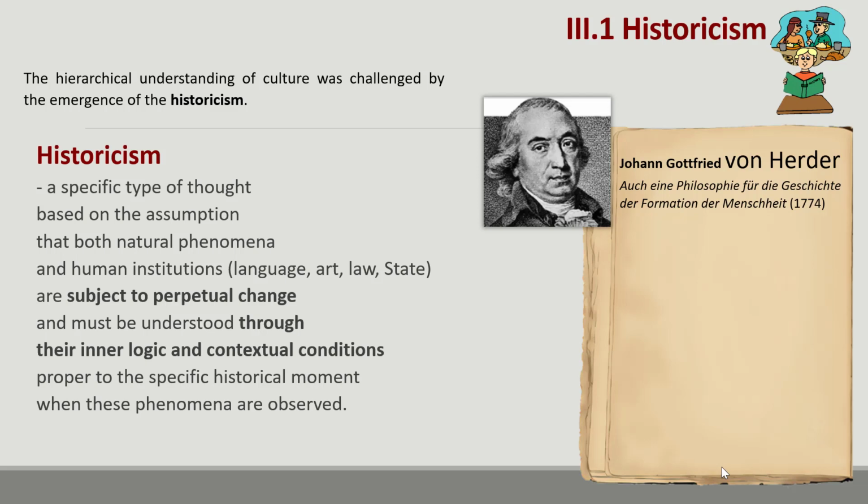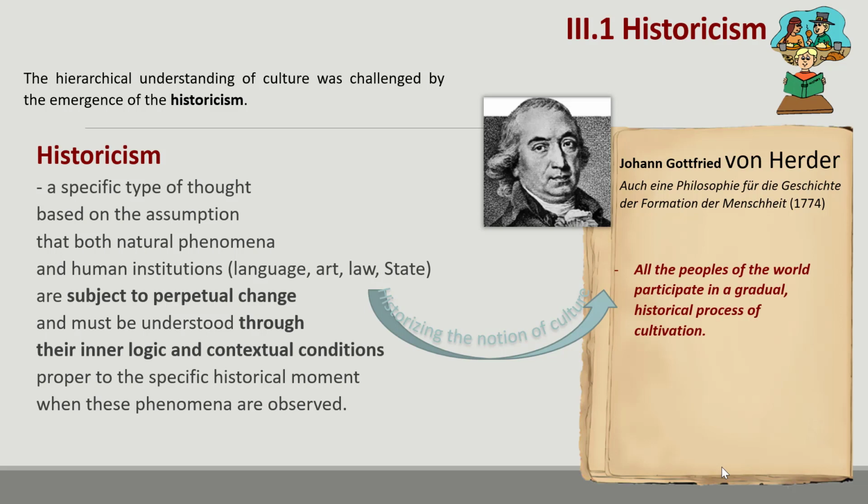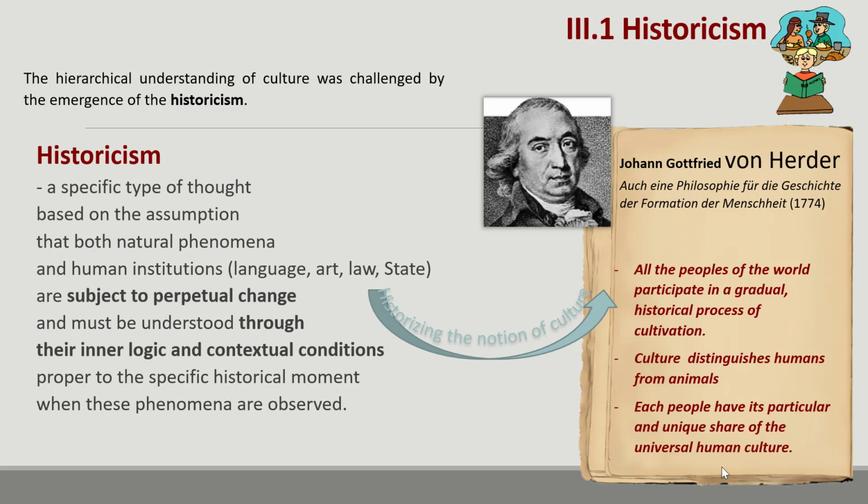In the 1770s and 80s, Herder historicized the concept of culture, emphasizing that all the people of the world participate in a gradual historical progress of cultivation. Herder believed that culture is something common to humanity that distinguishes humans from animals, and each people have a particular and unique share of this universal human culture.